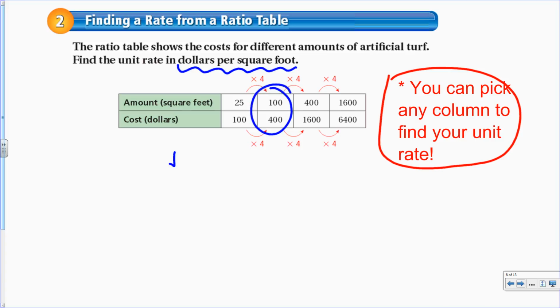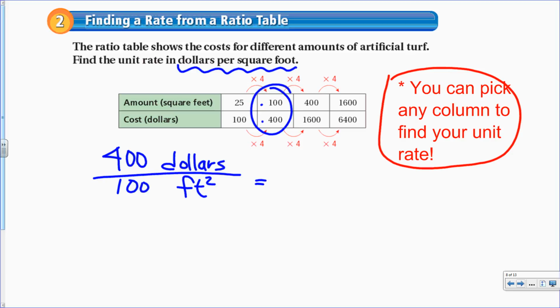So that means I put dollars on top and my square feet on the bottom. So I'm going to look at this. I've got a 100 and a 400. The 400 is the dollars, so I put that on top. And the 100 is the square feet, so I put that on bottom.